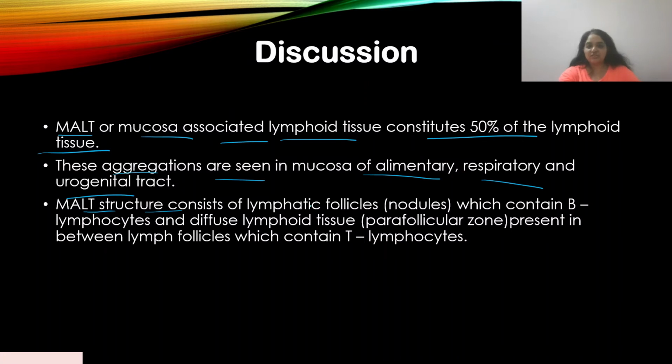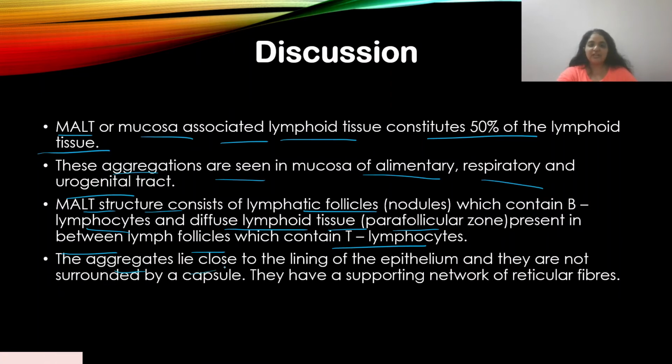Now, MALT structure consists of lymphatic follicles. I'm just briefly explaining what the lymphoid tissues look like. They have a nodule and a parafollicular zone. The lymphatic follicles, which are also known as nodules, contain B lymphocytes, and the diffuse lymphoid tissue, which is the parafollicular zone present in between lymph follicles, contains T lymphocytes. So the main part contains the nodule with B lymphocytes, and the parafollicular zone between the lymph follicles contains the T lymphocytes.